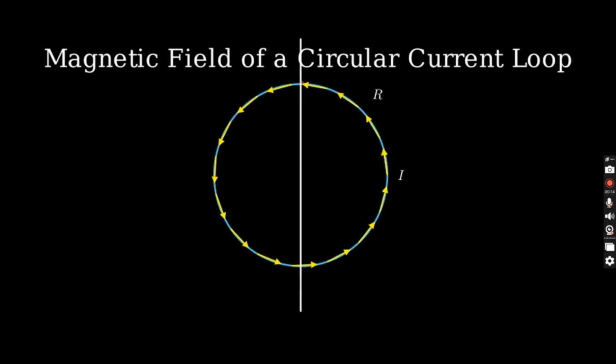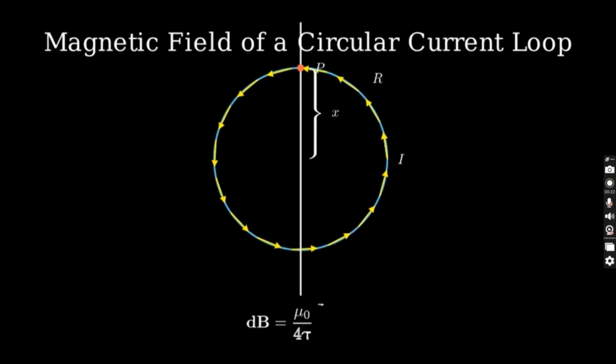We want to find the magnetic field at point P, which lies on the axis of the loop at a distance x from the center. Let's recall the Biot-Savart law. It states that the magnetic field dB due to a current element I dl at a point in space is given by this equation. Let's consider a small current element dl on our loop.